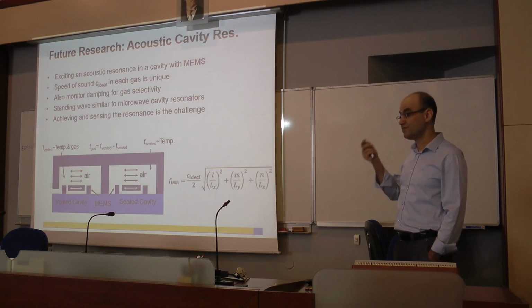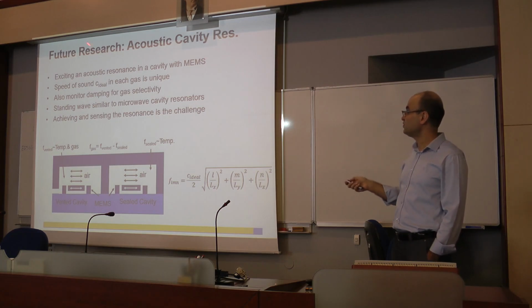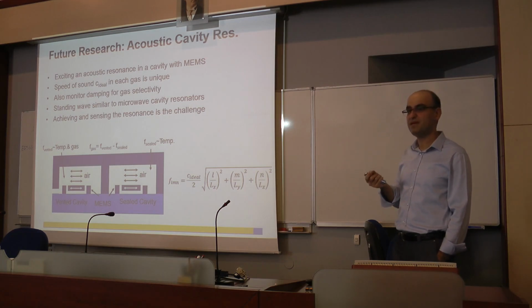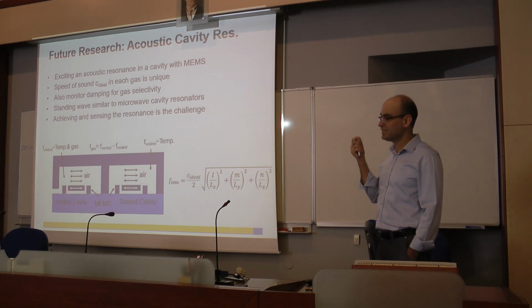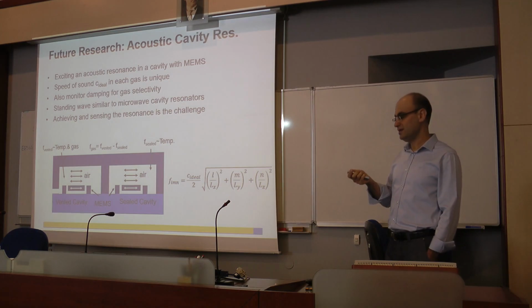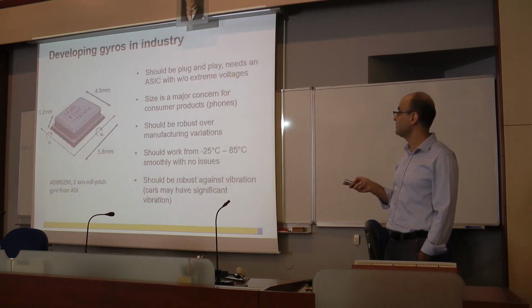If you do such a configuration, the other problem is selectivity. You can't distinguish between gases. In order to do that, you can also monitor the damping, which is also a gas property. By monitoring the damping and the frequency at the same time, I believe you can make a gas sensor. This is what I'm going to try next.